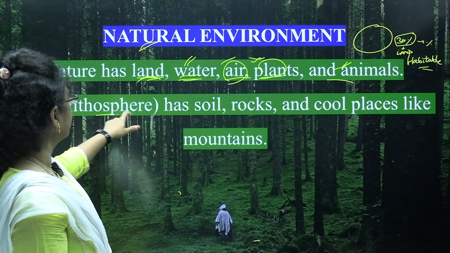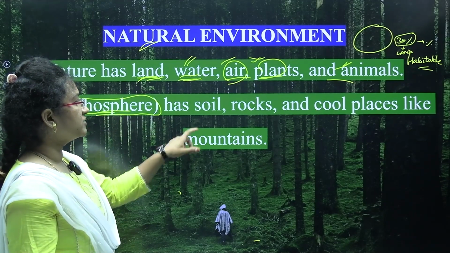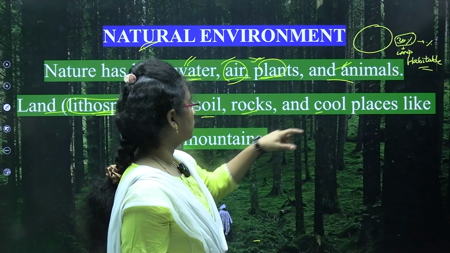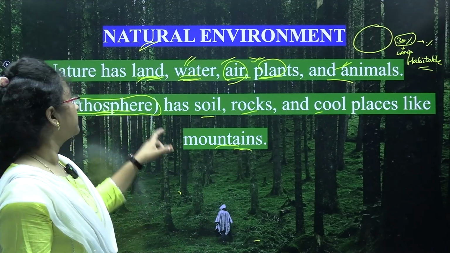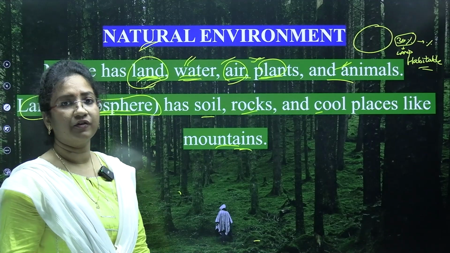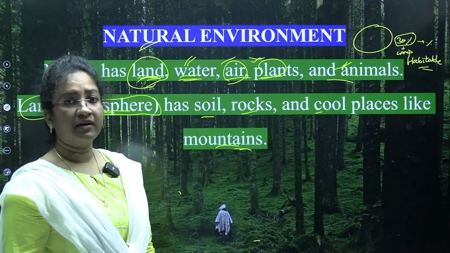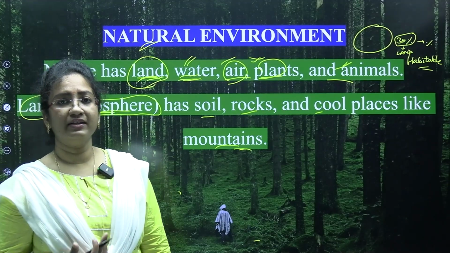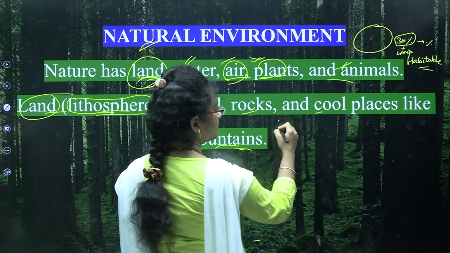Then land or lithosphere. We'll also see what lithosphere is. It has soil, rocks and landforms like mountains. So consider this particular thing, that is land. What do we have on the land? We have soil, rocks and mountains, plateaus, plains, right? So these kinds of landforms are present, and it is comprised of rocks.